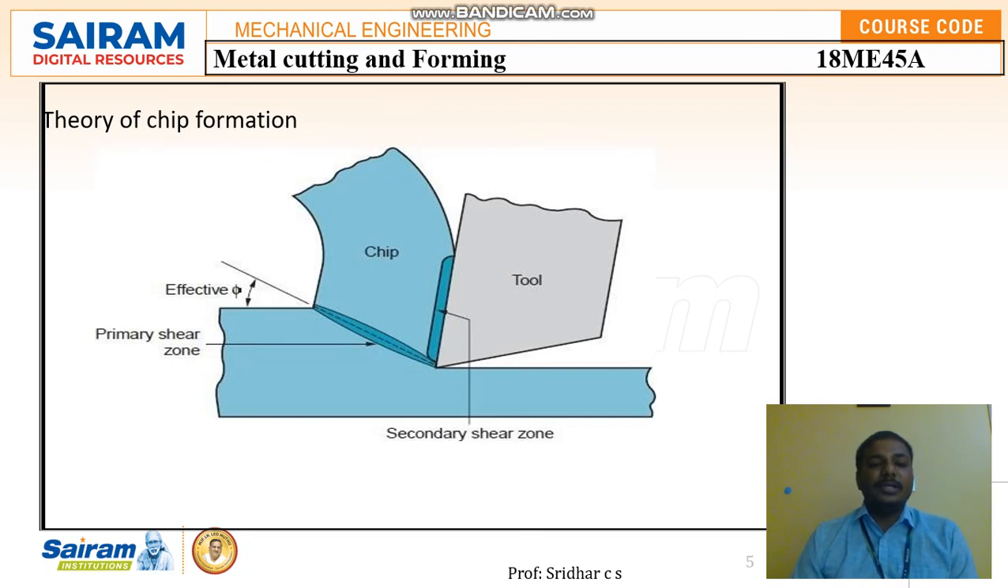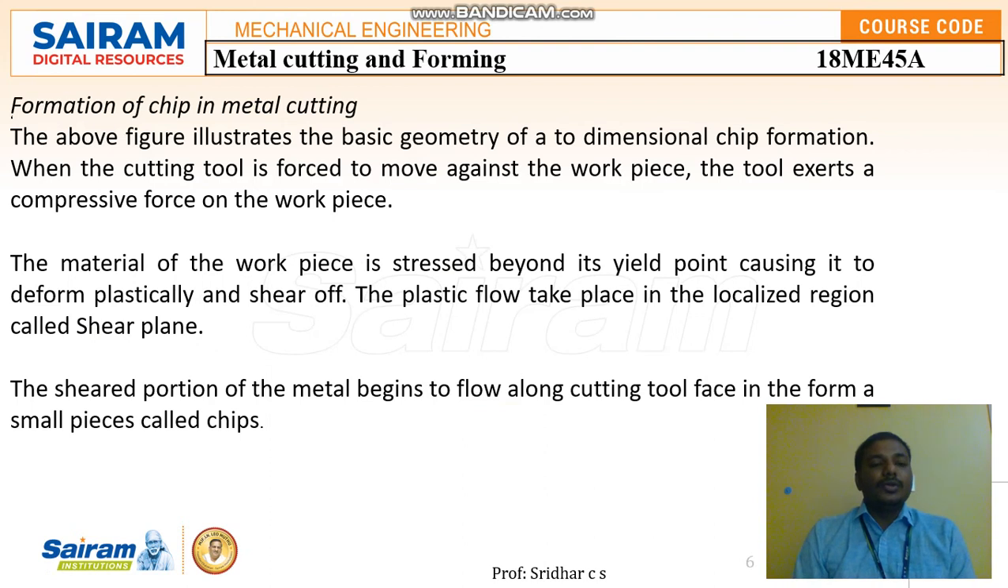Now we can see this. It is placed between the primary shear zone and the secondary shear zone, where we can see the flow of the chip direction and the tool which we have placed here. When we start removing material from the beginning of the workpiece, the excess material will be removed in the form of chips, and the flow of chips will be in this particular direction. So it has been classified into the primary zone and the secondary zone. The angle between this chip flow direction and the workpiece we call the effective angle. Now we see about the theory.